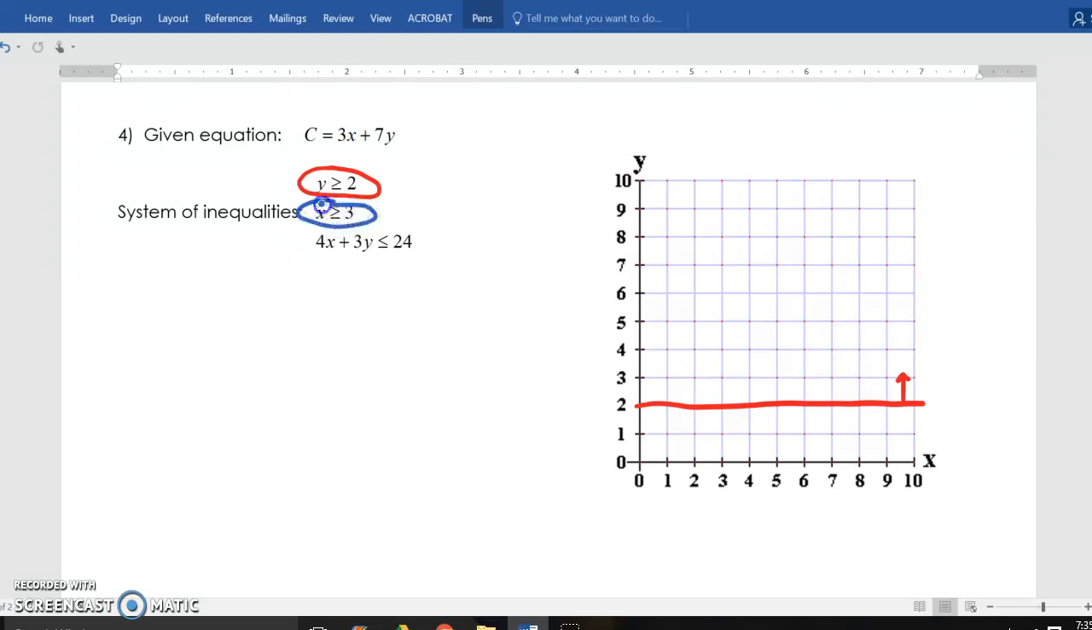Second one, x is greater than or equal to 3. That's going to be a vertical line. Here's 3, x equals 3. Since we're greater than, we'll be to the right.